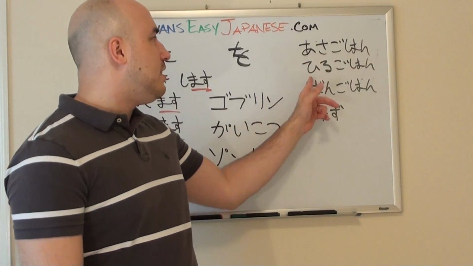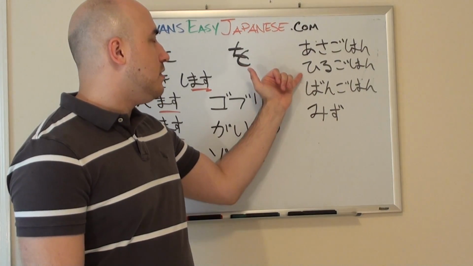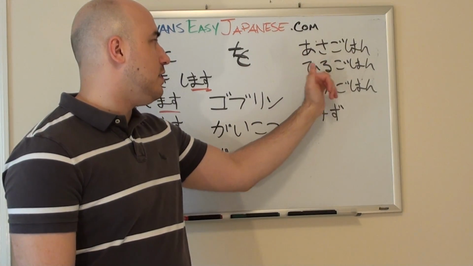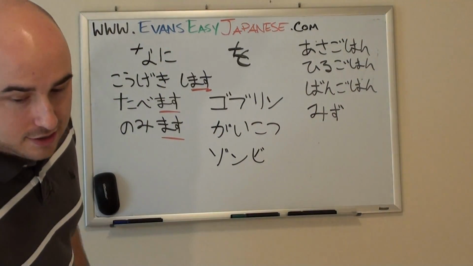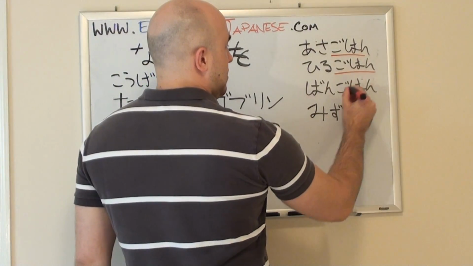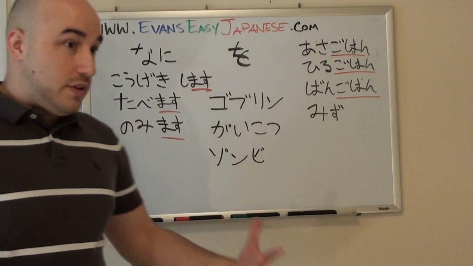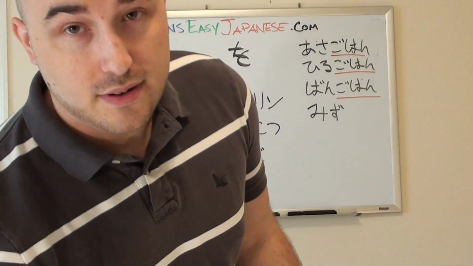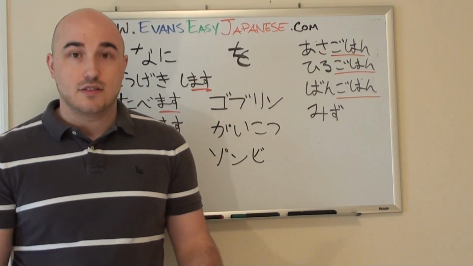Here we have some meals in case you don't want your character eating goblins and the sort. Asa gohan, hiru gohan, ban gohan, mizu. Breakfast, lunch, dinner. Asa, hiru, ban, gohan. Gohan is not just the name of the character in Dragon Ball. It means meal, and also, to an extent, rice. Rice is a staple in Japan, and so rice means meal.